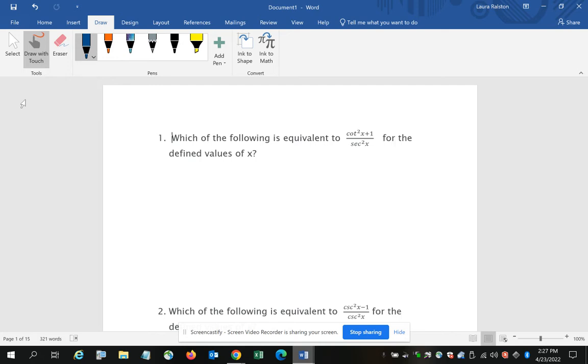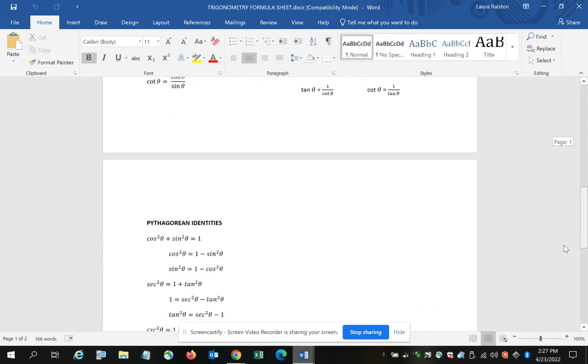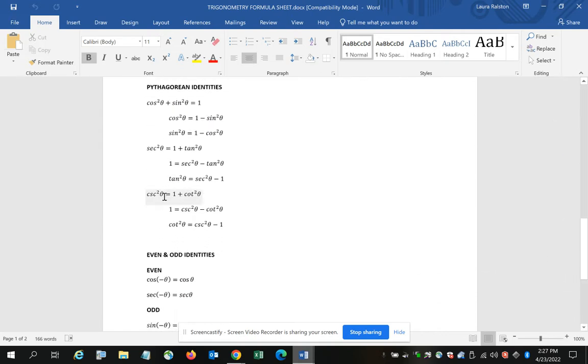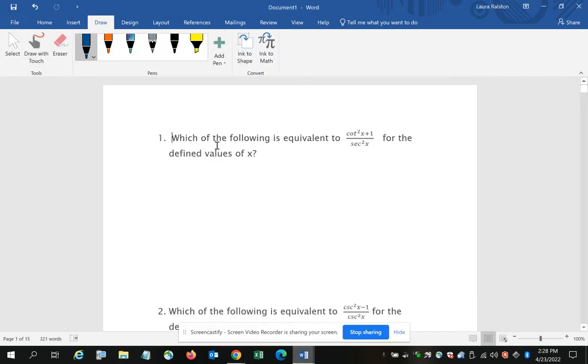So we want to utilize the trigonometric identities. One of the things that jumps into my mind as I look at this is since it's squared, I'm thinking about the Pythagorean identities. If I look at my Pythagorean identities, there's one that involves the relationship between cotangent and cosecant. So 1 plus cotangent squared, or cotangent squared plus 1, would be the same as the cosecant squared. So I can perform a substitution.